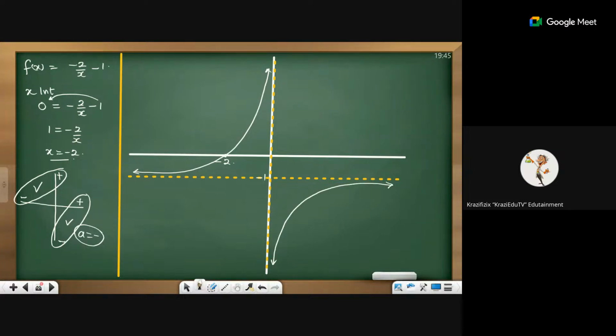That is why we only got one x value for our intercept. We are done there. What is the next graph we are sketching?